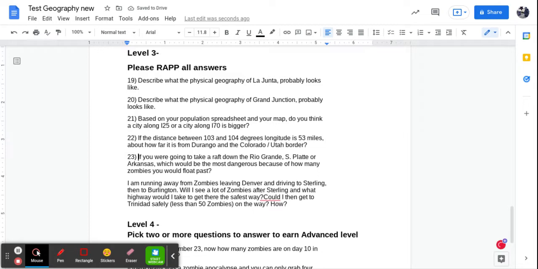Number 23. If you were going to take a raft down the Rio Grande River, the South Platte River, or the Arkansas River, which would be the most dangerous because of how many zombies you would float past? So if you jumped in the river at their origin and went all the way down the Rio Grande, the South Platte River or the Arkansas River, which one would be the most dangerous because there were so many zombies there? Look at your map.